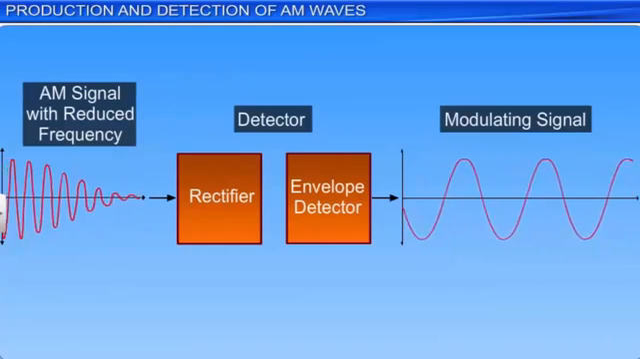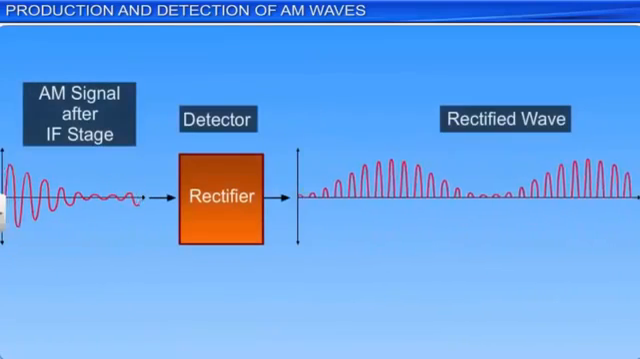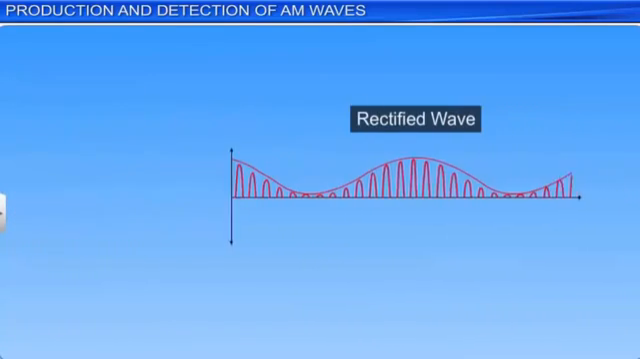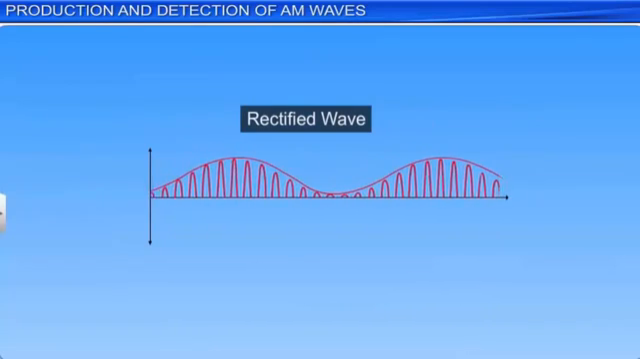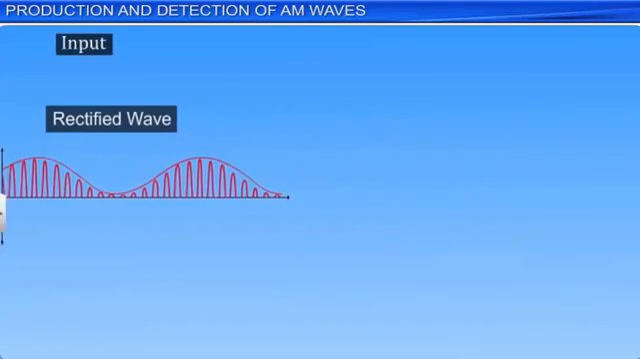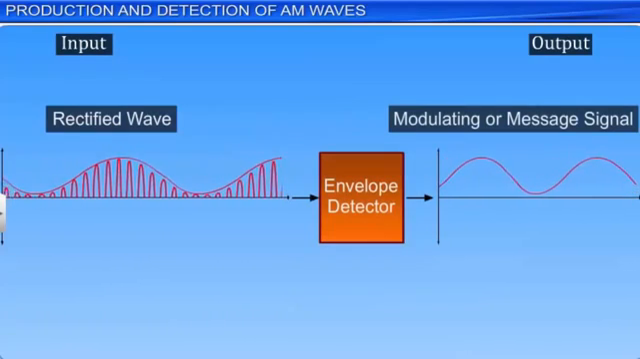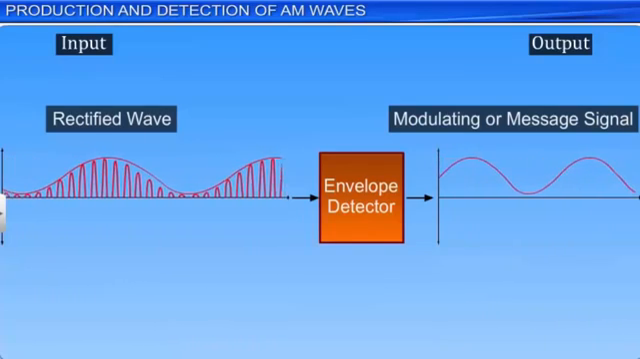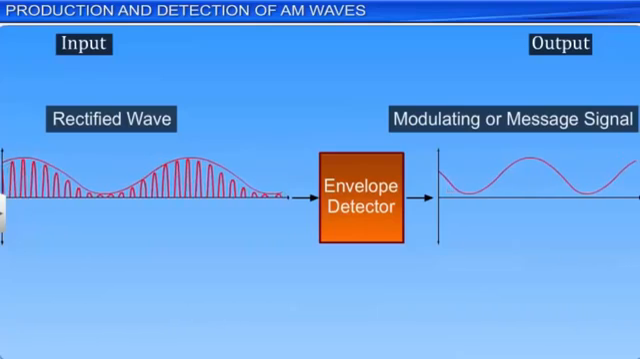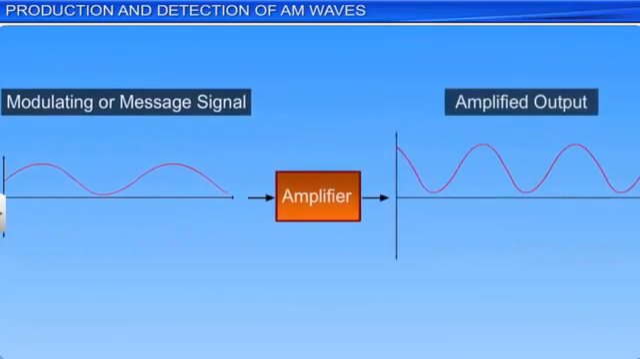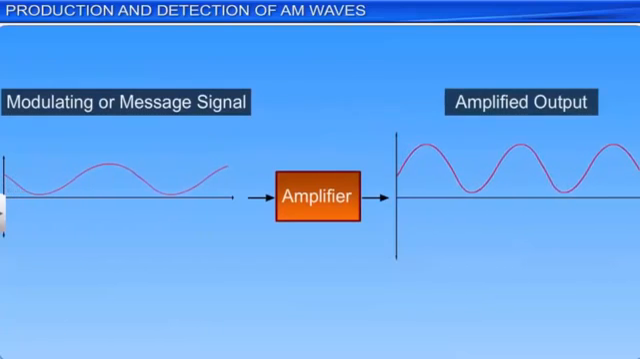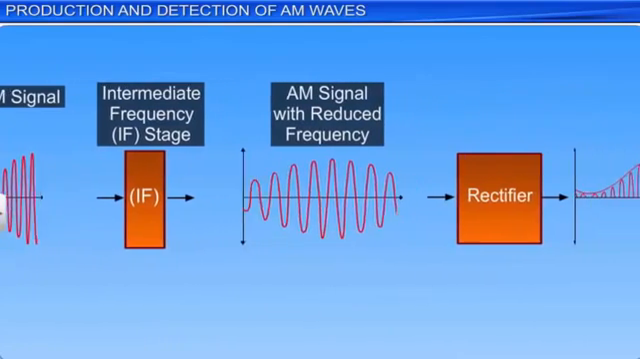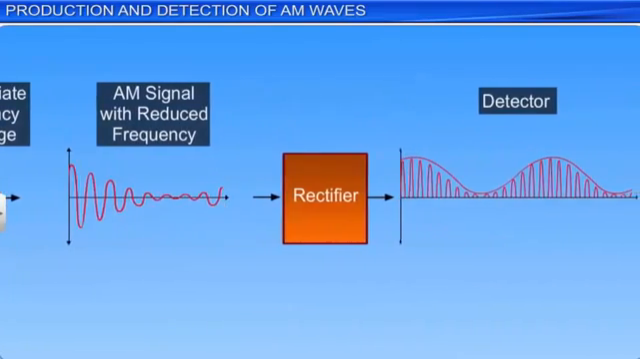The rectifier converts the AM wave into a rectified wave as shown. The envelope of the rectified wave represents the modulating signal. Thus, the rectified wave is passed through an envelope detector that demodulates the rectified AM wave to recover the modulating signal or the message signal. The recovered message signal is amplified and fed into a suitable device to produce the desired output. Here, it is observed that the waveform changes several times during the process of detection of the amplitude modulated waves.